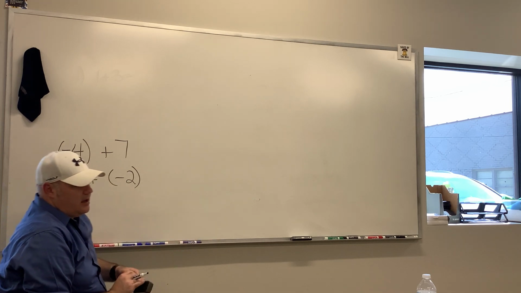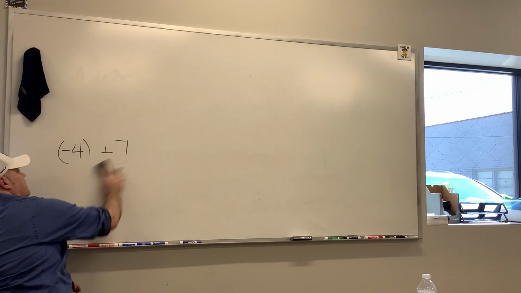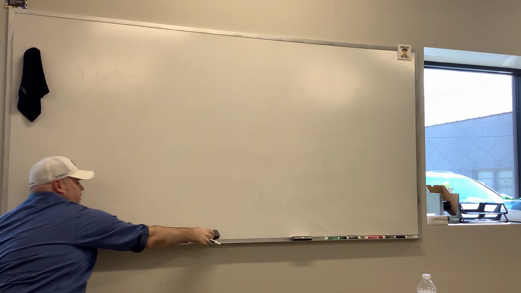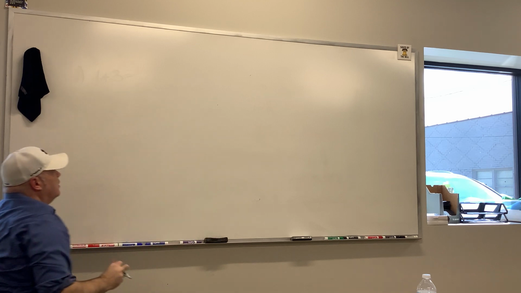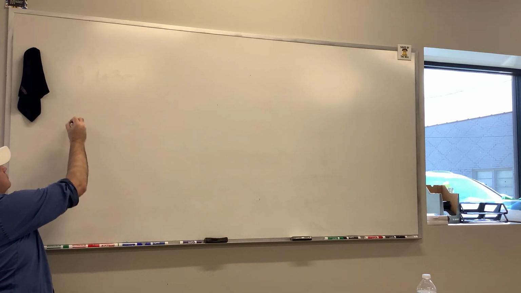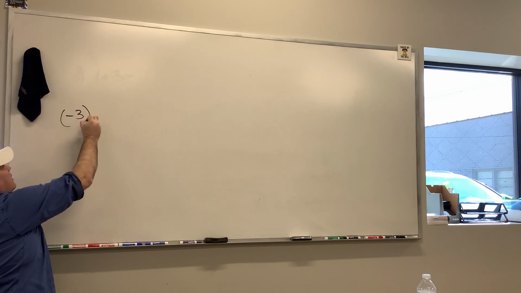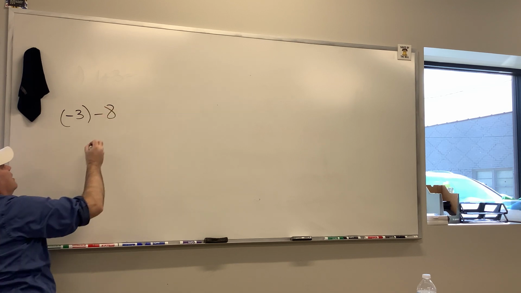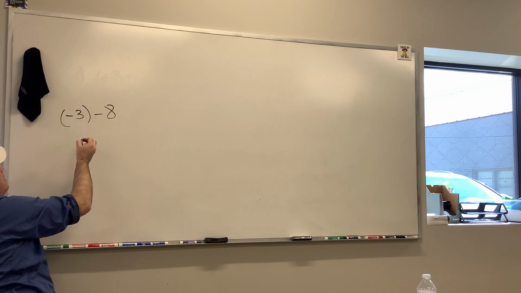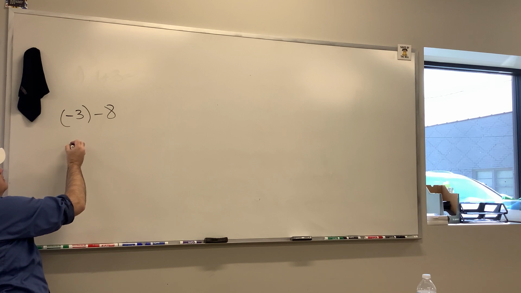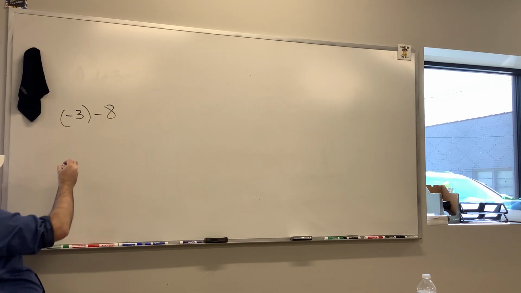So let's look at some problems, and I'm going to go through what we call the first step of this two-step process. Okay, so I'm going to do -3 minus 8. And I'm going to keep them small for a little bit here, so we can still count with the number line if we need to.